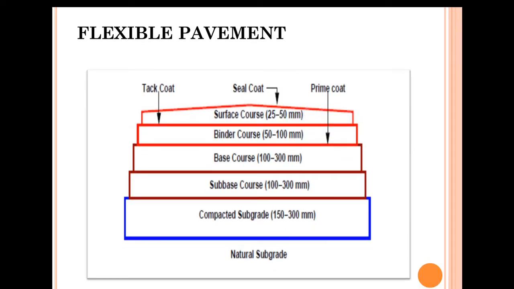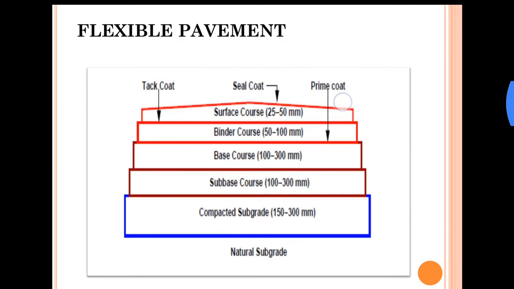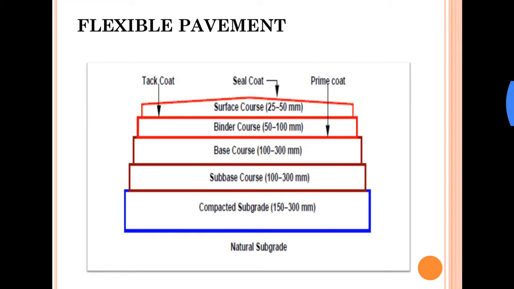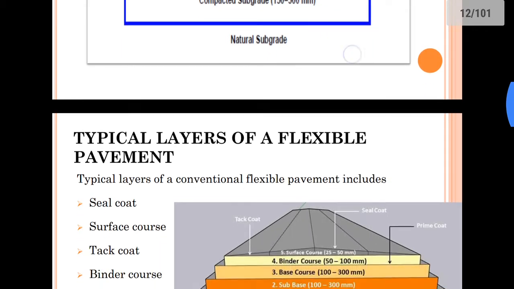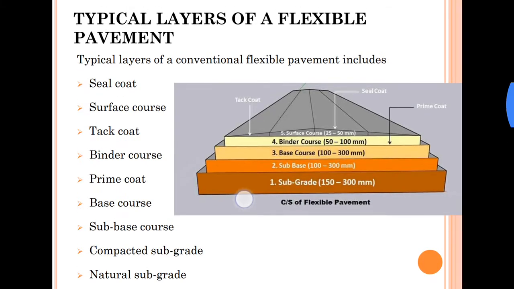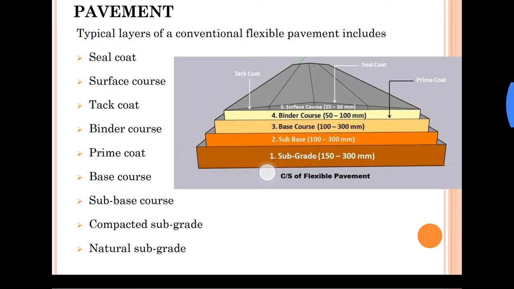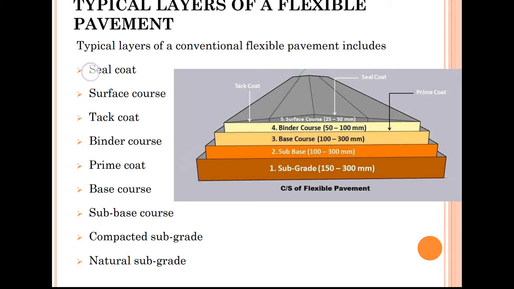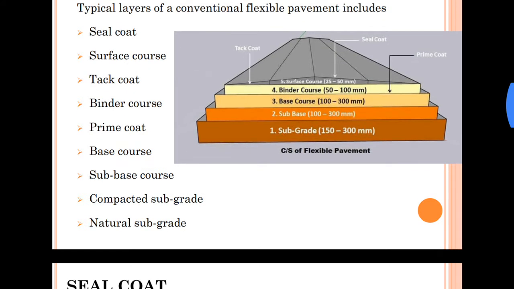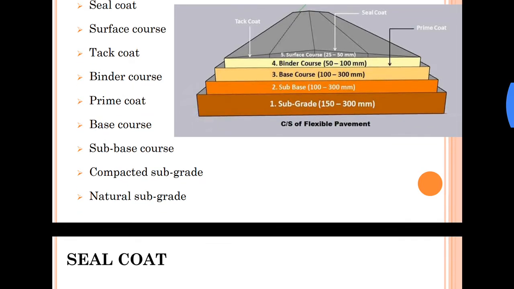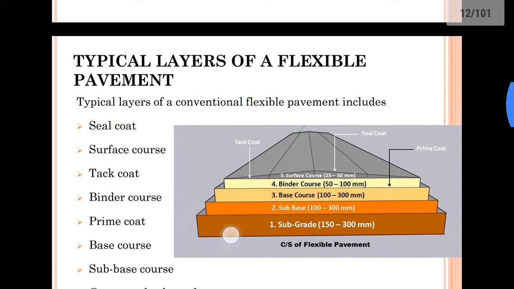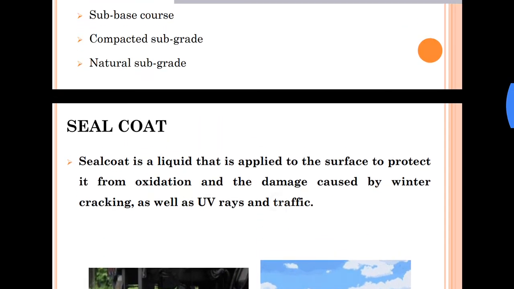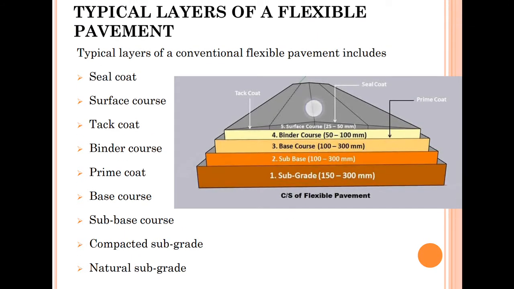Then there are different coats of bitumen that we can apply, intermediate or on the top of the layers, that are tack coat, seal coat and prime coat. We'll learn about these in detail later on. Now the typical layers of a flexible pavement, as already shown in the above figure, are seal coat, surface course, tack coat, binder course, prime coat, base course, subbase course, compacted subgrade and the natural subgrade. Now we'll have a look at each of these layers, coming from top to the bottom.